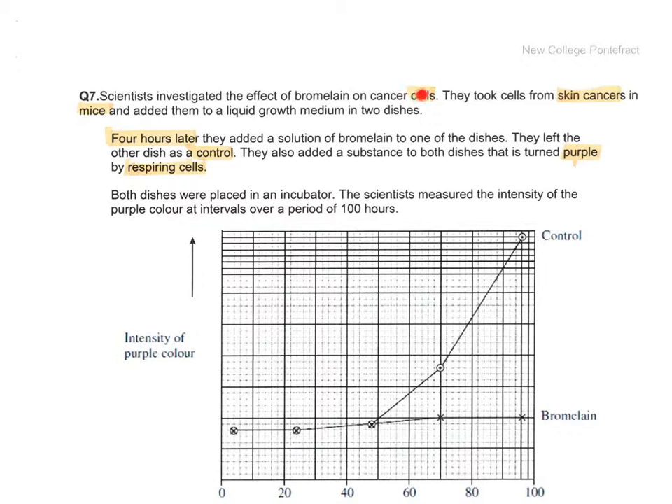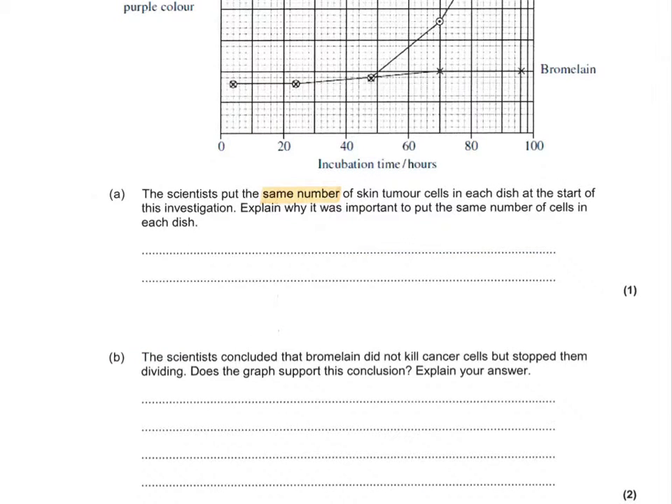And because you've only done it on cells and you've only done it on mice, you cannot predict the effect on humans. We've got a control variable here: having the same number of skin tumour cells. So it's usually a 2-mark question for a control variable, the first mark being allows comparison. Please, most people put that in anyway.